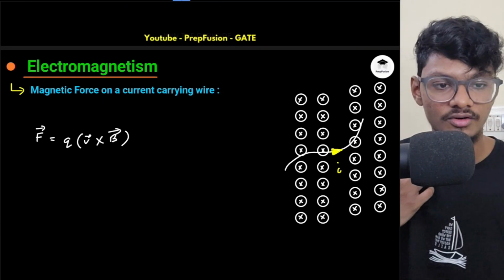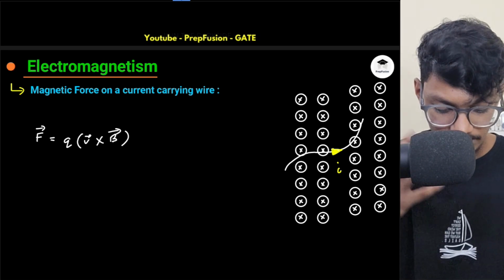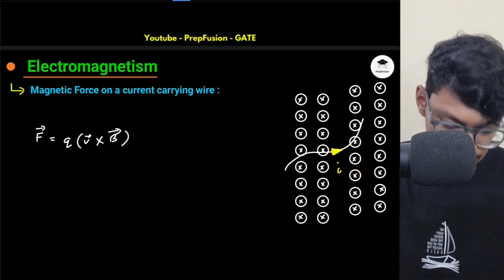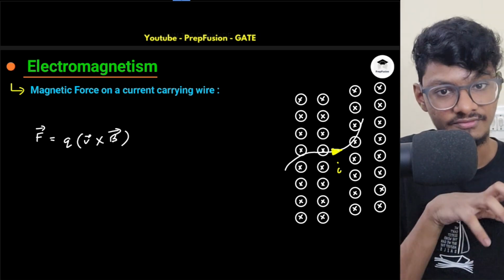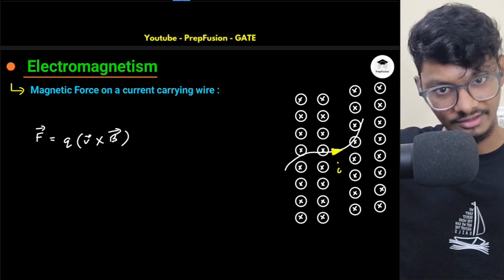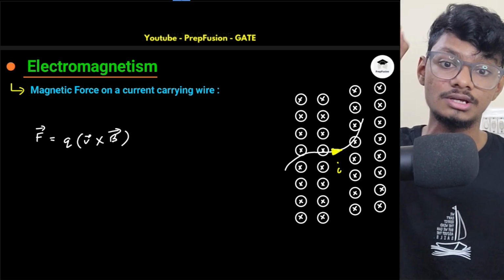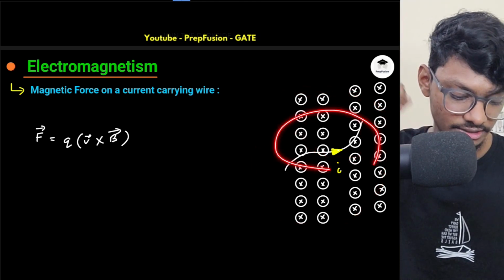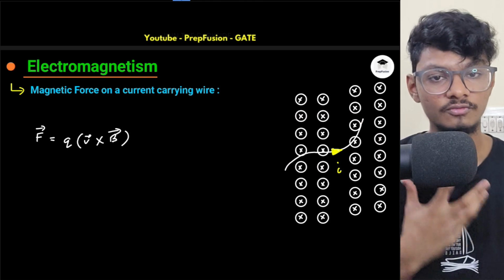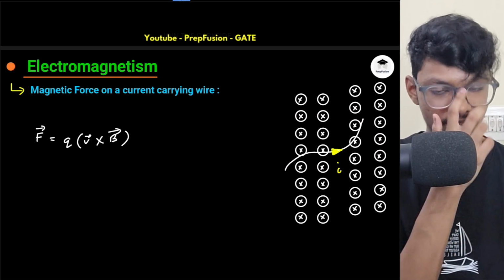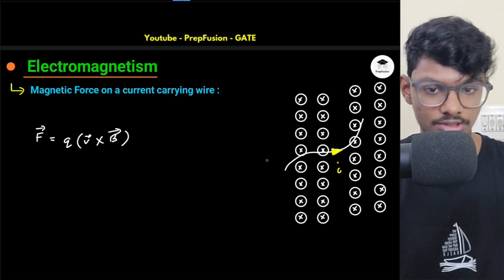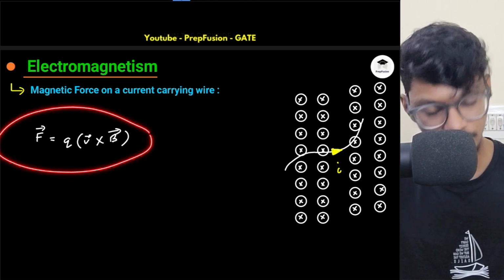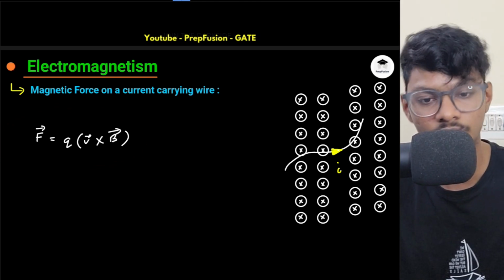Now let's do a bit of derivation for the force experienced by a current carrying wire under the influence of a magnetic field. This is not the force due to a current carrying wire. This is the force experienced on a current carrying wire under the influence of a uniform magnetic field. A current carrying wire also experiences a force. The fundamental thing we know is F equals Q into V cross B, and from that we will derive.